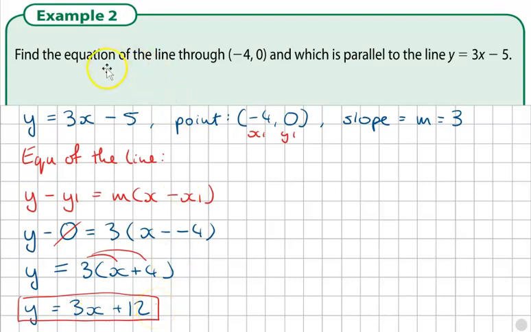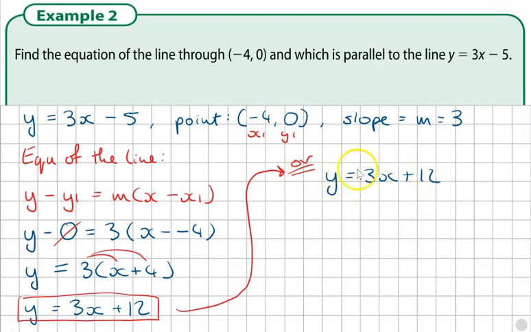So we were asked to find the equation of the line through the point minus 4 comma 0, which is parallel to the line y is equal to 3x minus 5. And that line is y is equal to 3x plus 12. So notice that the slope is the same. So they have the same slope because they're parallel, but they have different y-intercepts. So the new line crosses the y-axis at positive 12, and the original line from the question crosses the y-axis at minus 5.